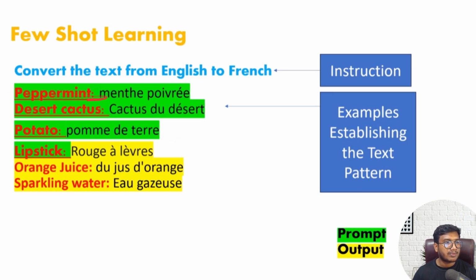Let's say this is the prompt you are giving: convert the text from English to French. Now you are giving English as well as the French. That means you are passing the instruction as well as examples, and your model will try to give you the response. You are teaching your model how you expect the results. This is how you can use few-shot learning, or few-shot prompting, with a large language model.